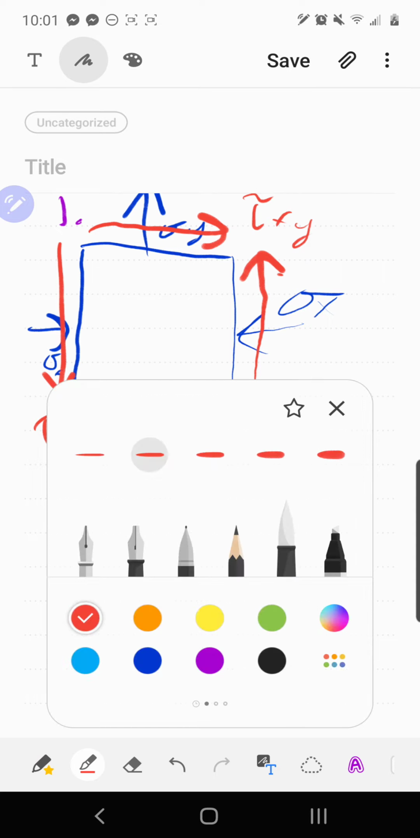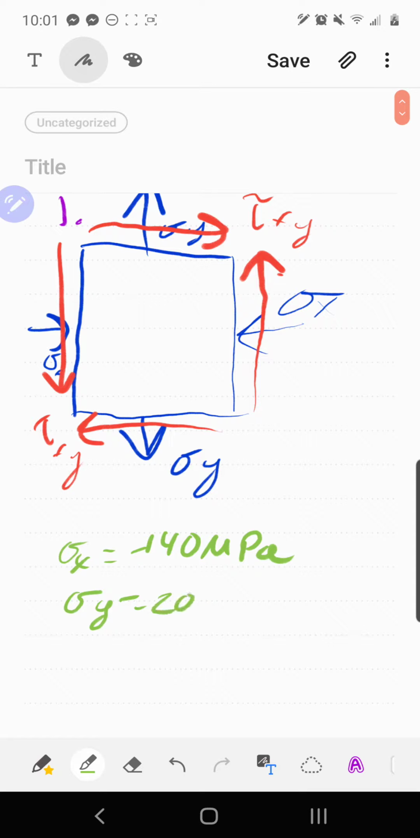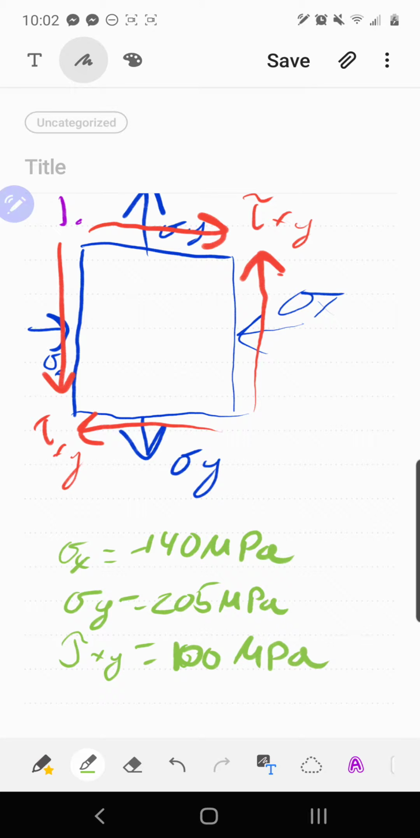We have values for our 3 stresses. Sigma x is negative 140 MPa. Sigma y is 205 MPa. And tau xy is 100 MPa. Alright, so those are our 3 values.